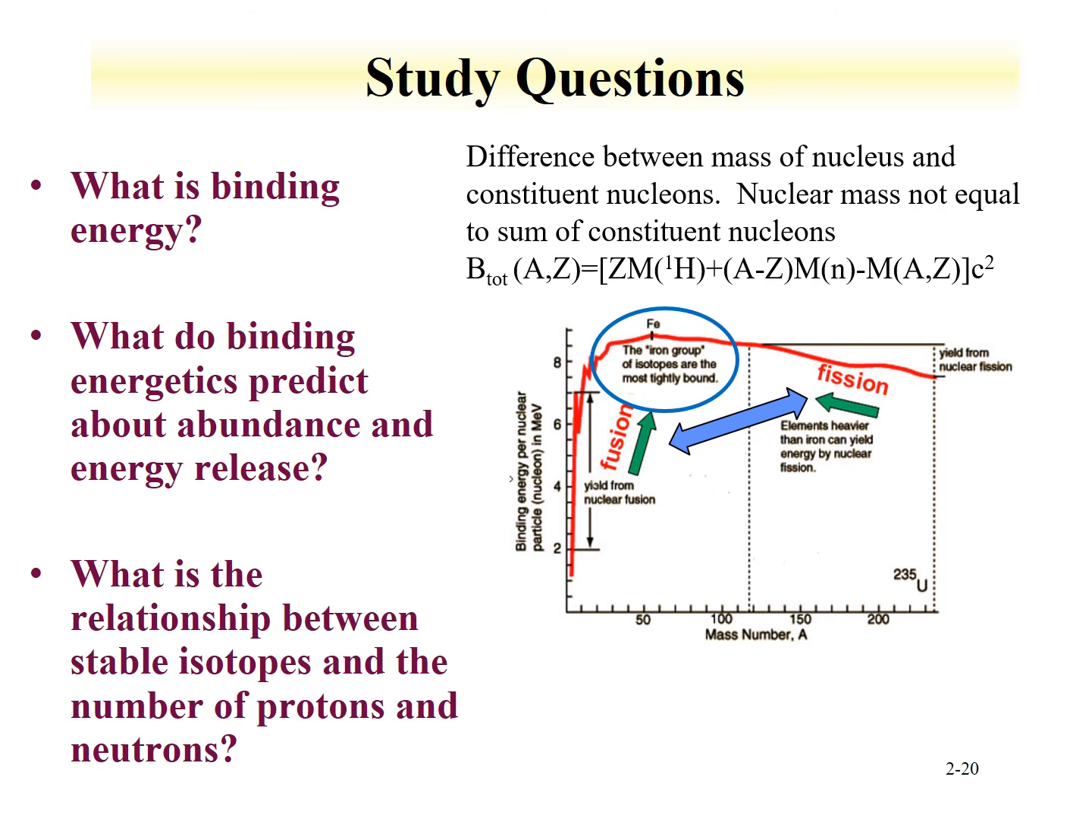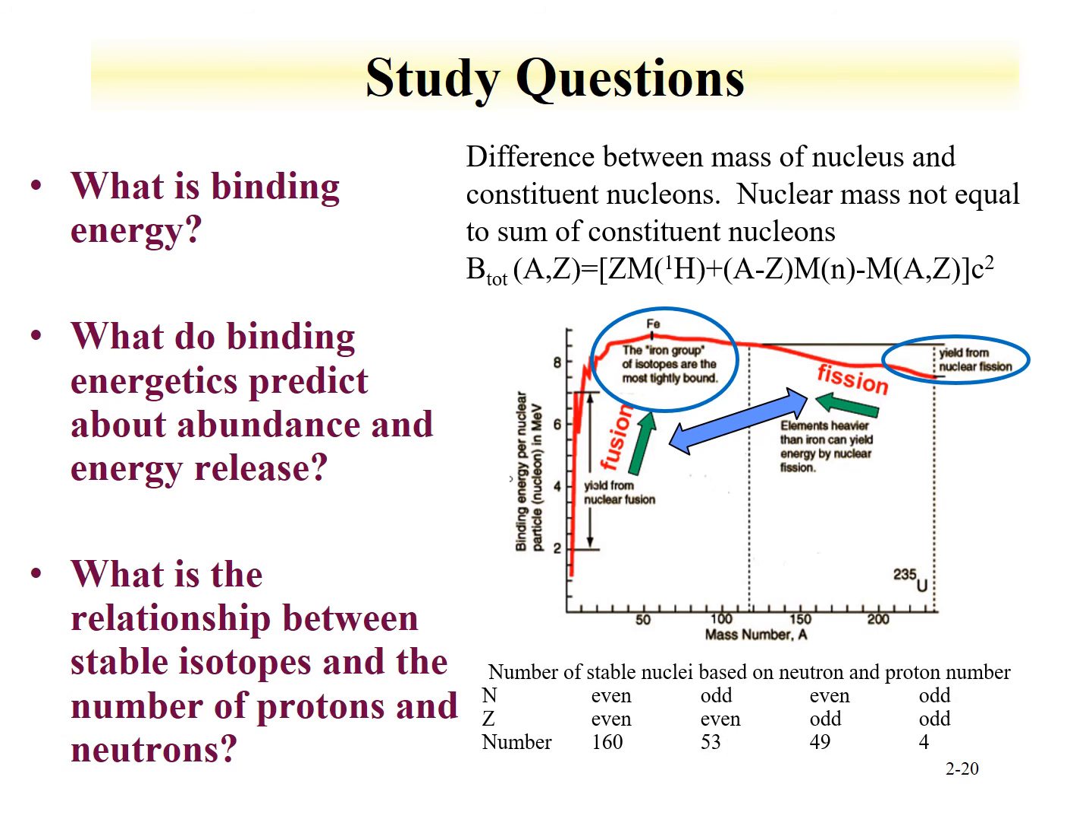Another question could be the relationship between stable isotopes and the number of neutrons and protons. Well, we discussed that of the stable isotopes, over half of them are even-even. About an equal number are even-odd, odd-even. And there are only 4 stable isotopes with odd number of neutrons and odd number of protons. So even nuclei tend to be the most stable.